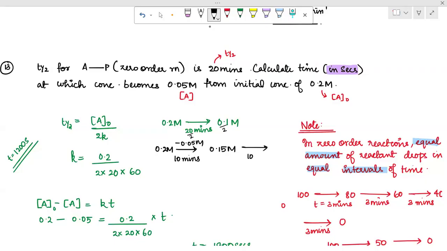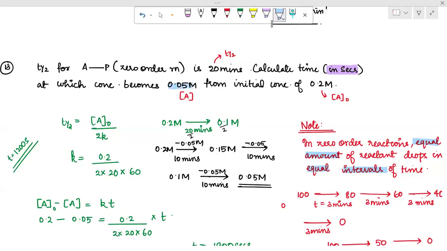Next 10 minutes, again, 0.05 is reduced. Now it becomes 0.1 molar. And in the next 10 minutes, again, 0.05 molar is reduced and it becomes 0.05 molar finally. And that is what we want.